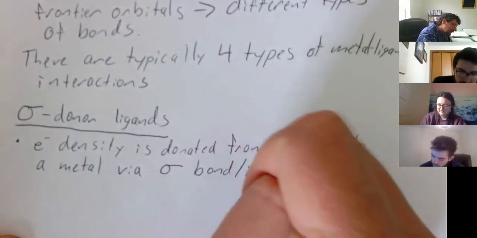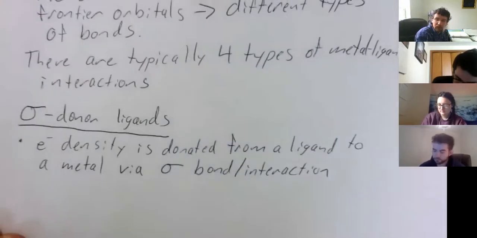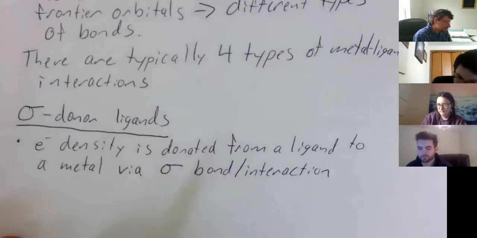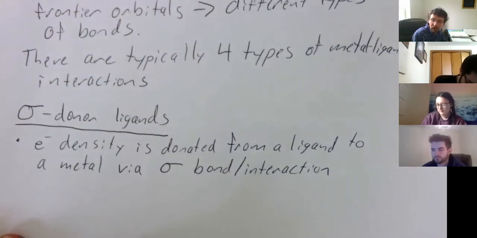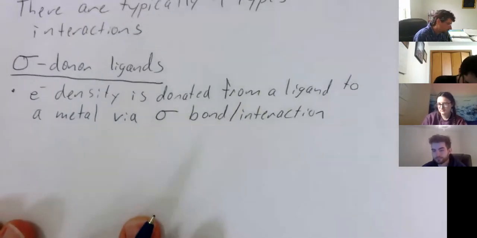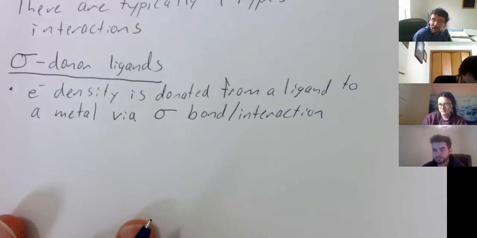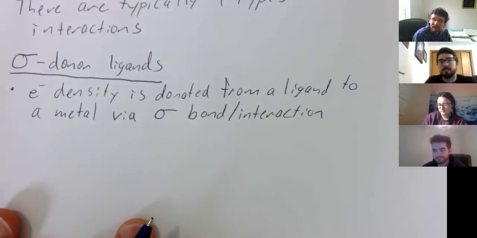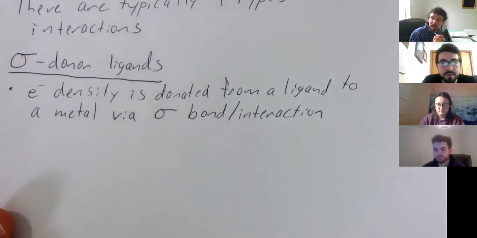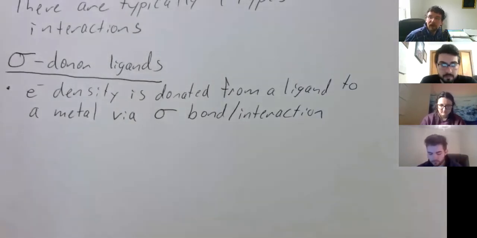Maybe we should say interaction. Interaction is probably a better word to use. So could you think of an example of a ligand that you know behaves that way? Hydrogen. Can you be more specific? What type of hydrogen? A single hydrogen. Yep, a single hydrogen. So you can have hydride. Sodium hydride. Yep. So hydrides will definitely do that.